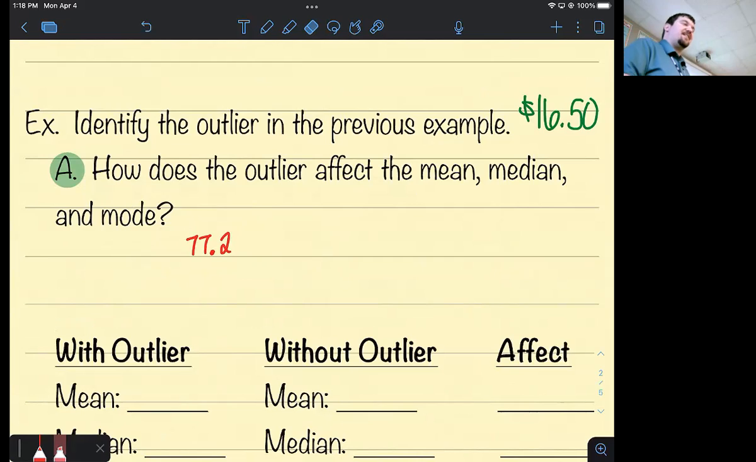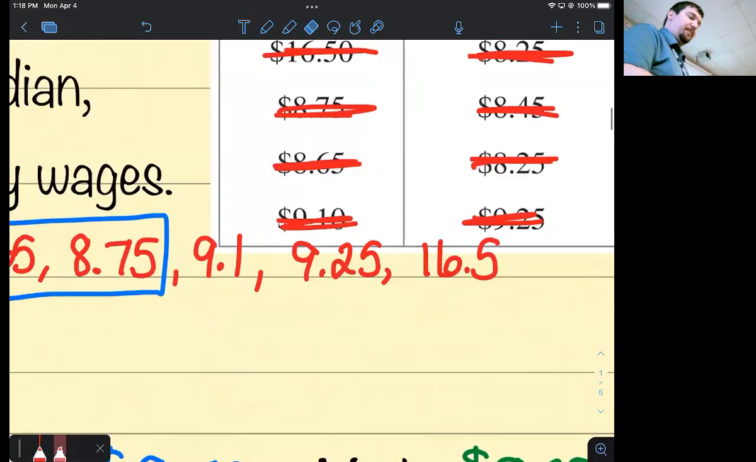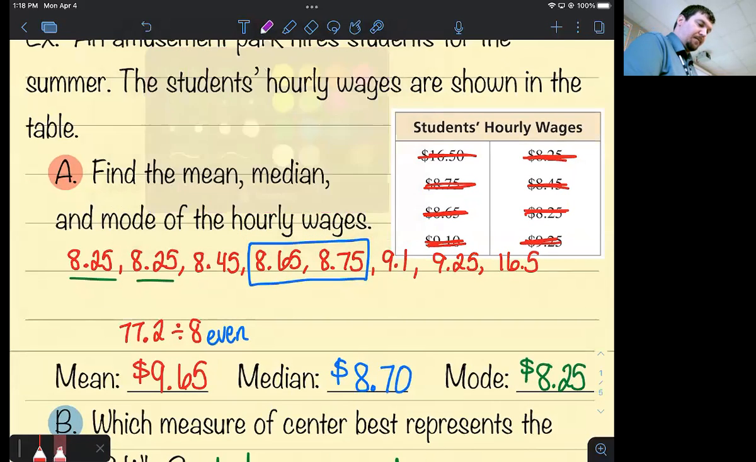Okay, so the $16.50 is my outlier, right? If I'm doing this again, this time I'm doing it without the outlier. So instead of adding these 7 numbers up and taking the time to do that in my calculator, by writing down what I got when I added them together in the first place, I could just do 77.2 minus 16.5 instead of adding them all up again. Okay, does that make sense?